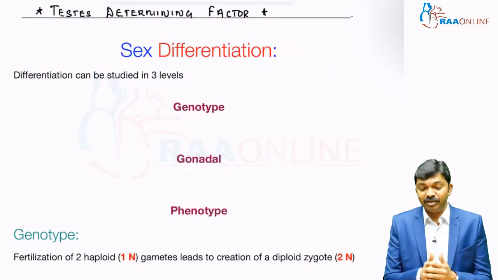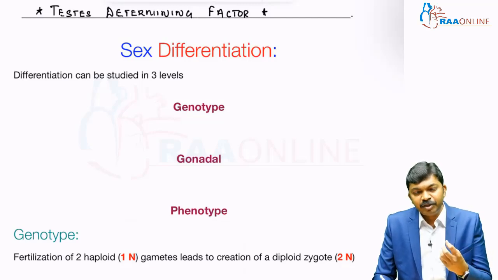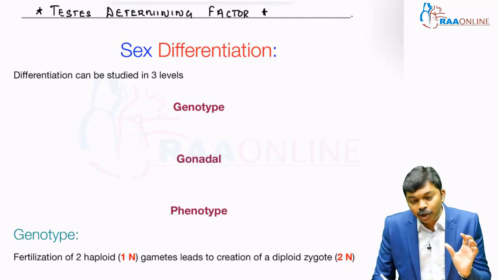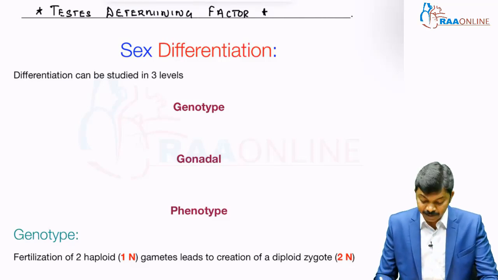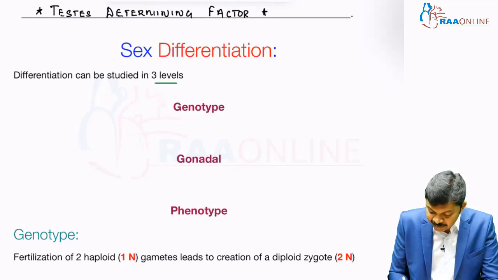Moving on to sex differentiation. Now, what is sex differentiation? How does a subject develop his sexual identity, and how does there occur growth of reproductive structures? When it comes to sexual differentiation, we can study it at 3 levels, doctors.